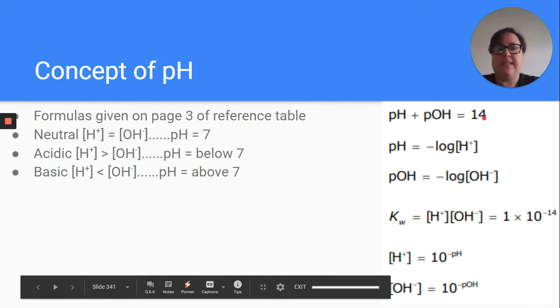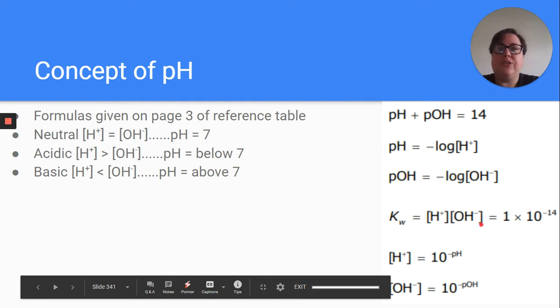pH plus pOH is 14. So here we have the concentration of hydrogen and then the concentration of hydroxide. And when we add those together, we get 14. To find pH, you would do the negative log of the hydrogen concentration. Now, if you remember, log just means base 10. So whatever the exponent is what the pH is. And then it's negative because we're dealing with such small values. So to find pOH, we would take the negative log of the concentration of hydroxide. So hydrogen gives us pH, hydroxide gives us pOH.